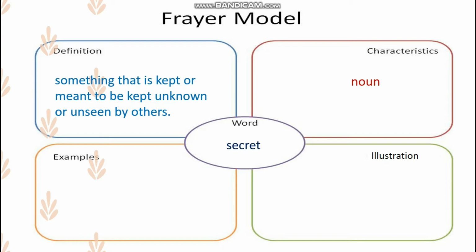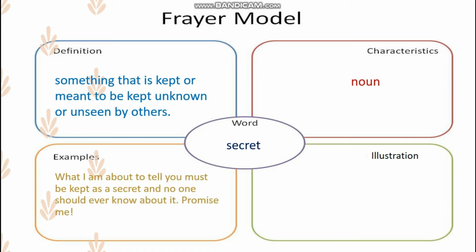So our definition is there. Characteristics is also there. Let us go to examples. So try putting the word secret in a sentence, and I need a complete sentence starting with a capital letter and ending with a period or a full stop. Now, by now, we have tons of sentences that we shared, so make sure that you write your own sentence. And here is a sample. What I'm about to tell you must be kept as a secret and no one should ever know about it.